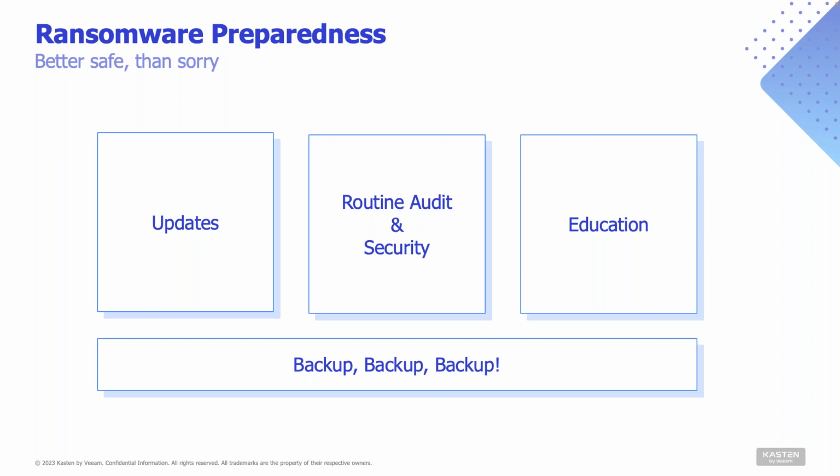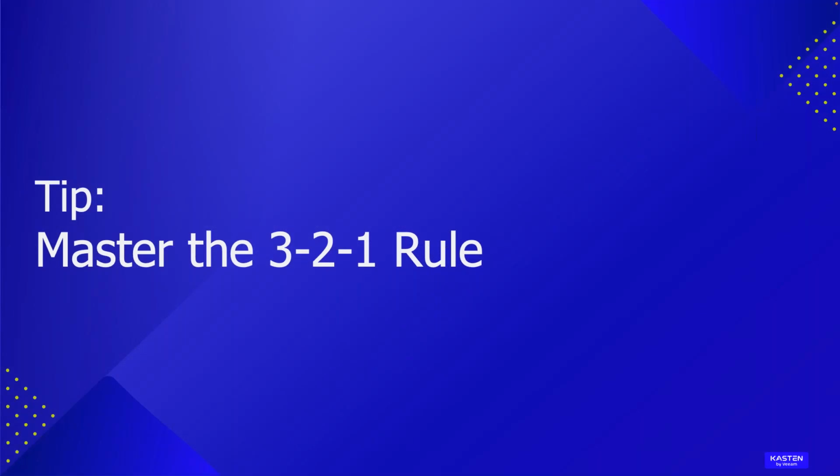So that we know how to roll back, even after all these updates and education, and things still happen, you are still able to restore your data. Remember what I mentioned about the 3-2-1 rule: 3 copies, 2 different media, and 1 remote. So think of this: master the 3-2-1 rule.